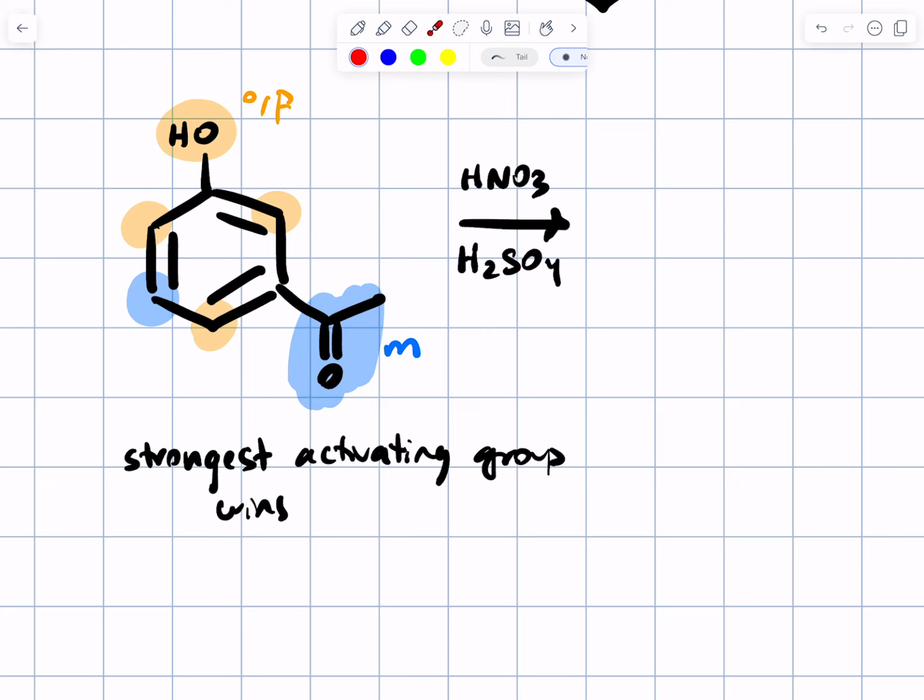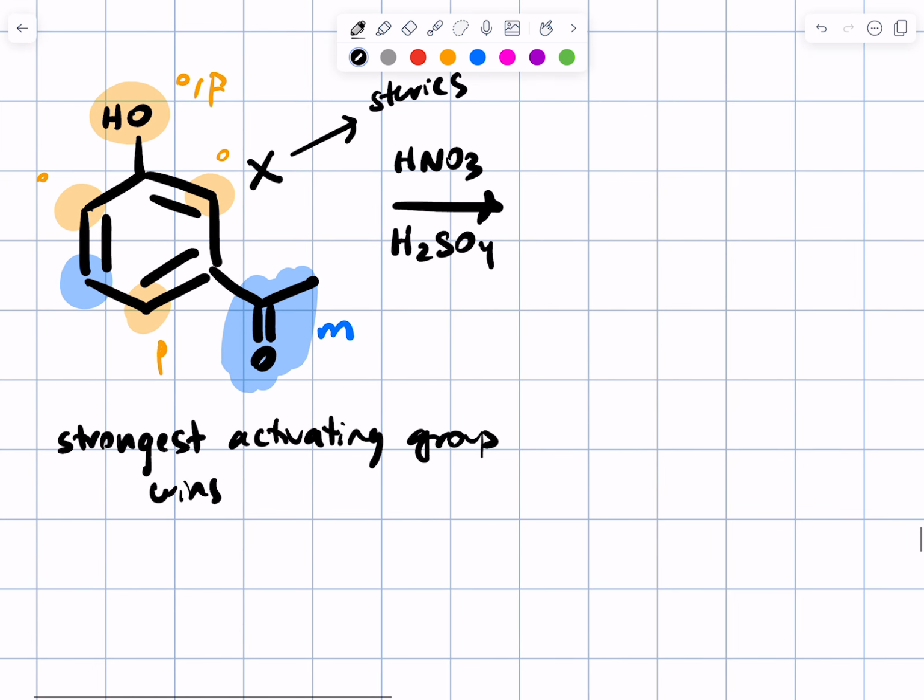Now, of the 3 carbons that we could put the electrophile on, which should we choose? You've got 2 ortho carbons and a para carbon. It turns out this ortho carbon in between the 2 meta groups is a problem because of sterics. When those 2 groups that are meta to each other are already in place, you don't generally observe a substitution product in between them, mostly because of sterics.